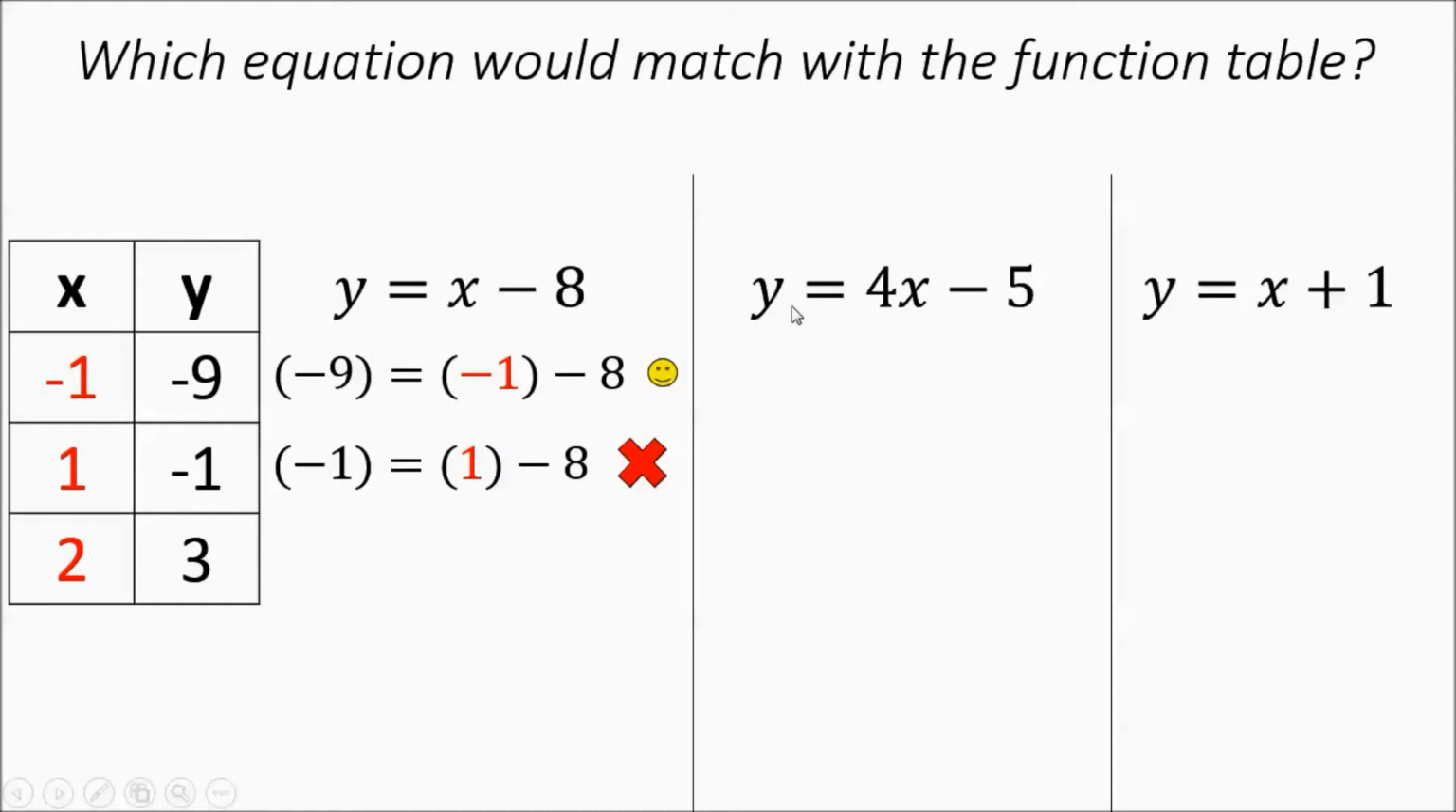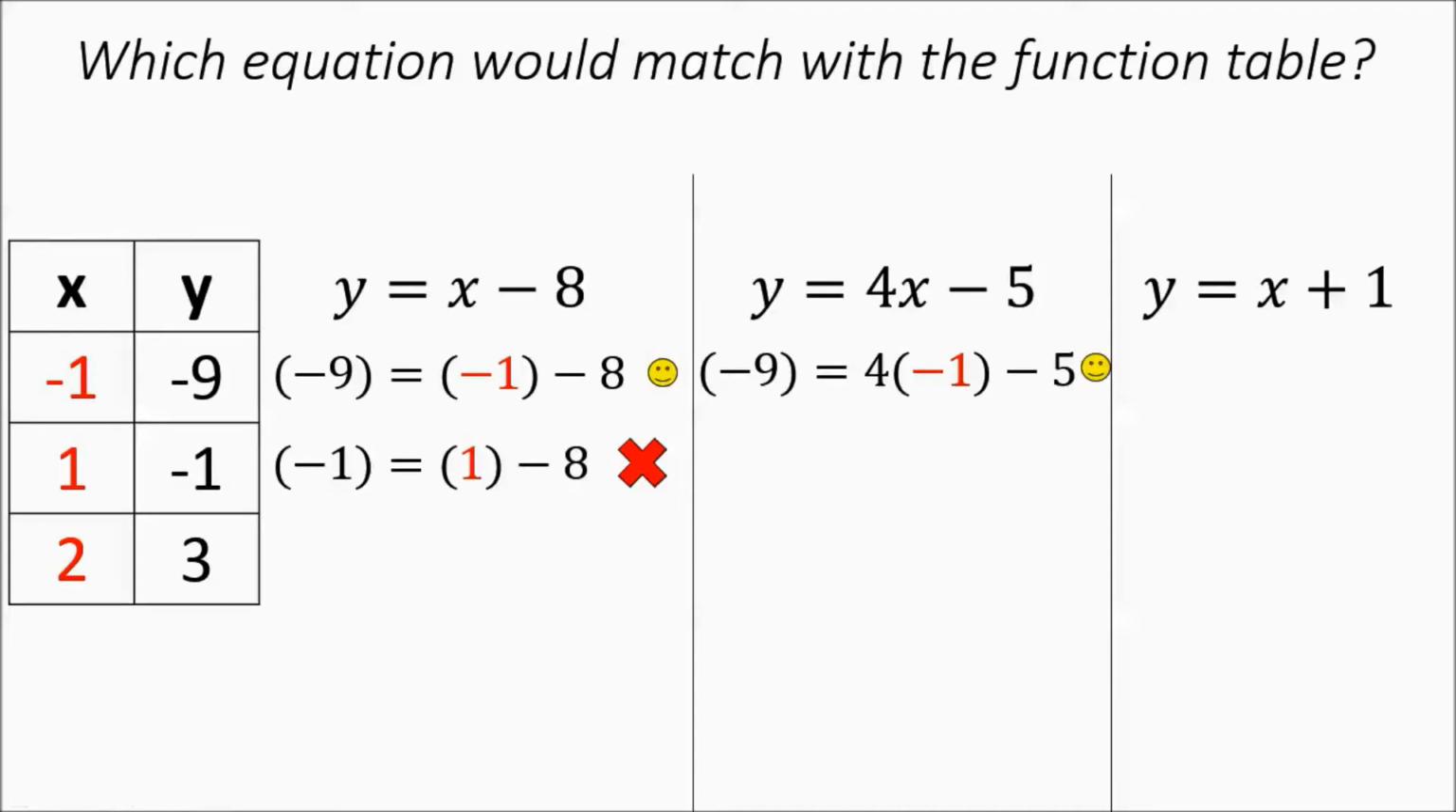Let's try this next one. I'm going to try -1 and -9. So -1 is my input, my x. My y is my term by itself. 4 times -1 is -4. -4 minus 5 does give me -9. We're moving on. So far, so good.